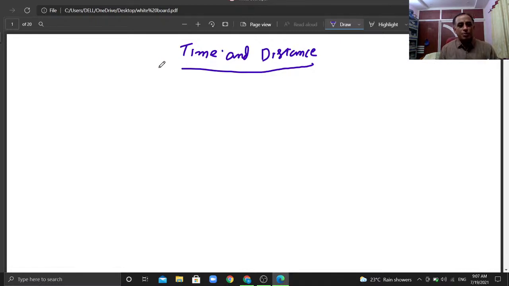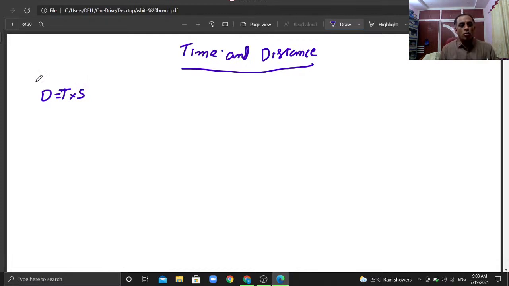The sound system in cinema theaters is DTS. Its abbreviation is not important at present. DTS: distance is equal to time into speed.